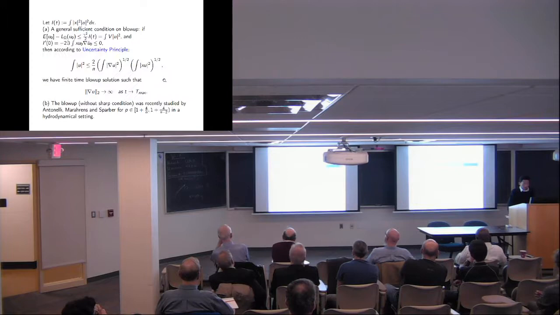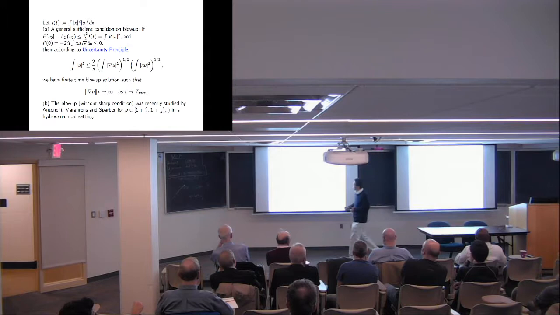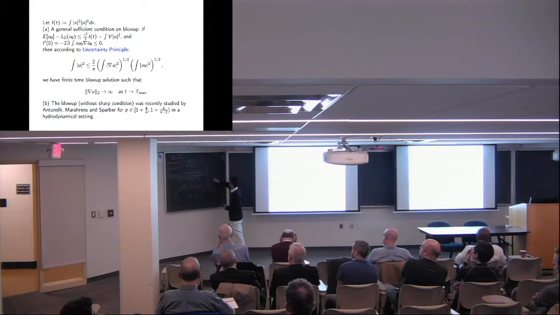The proof of this, briefly, is that we look at the second moment of the solution. U is the solution, so we take the second-order derivative of this function, because it is a function of t. We want to show that I double prime is negative. If I double prime is negative, then it is concave down.